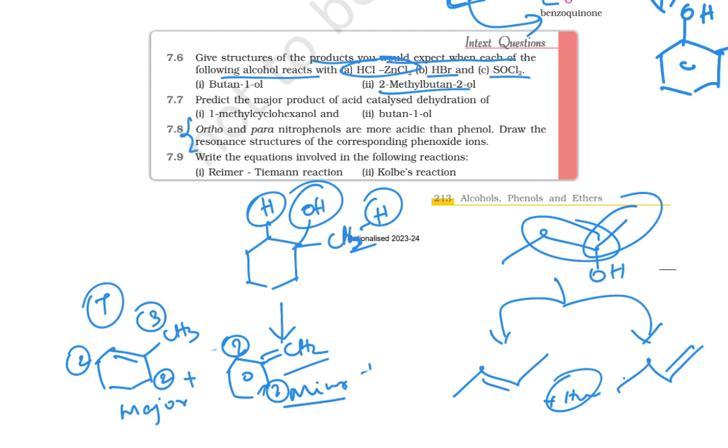So ortho and para-nitrophenol are more acidic compared to phenol. We know that, right? The nitro group is an electron withdrawing group. It will increase the acidic character. I already discussed this in great detail in the previous video.